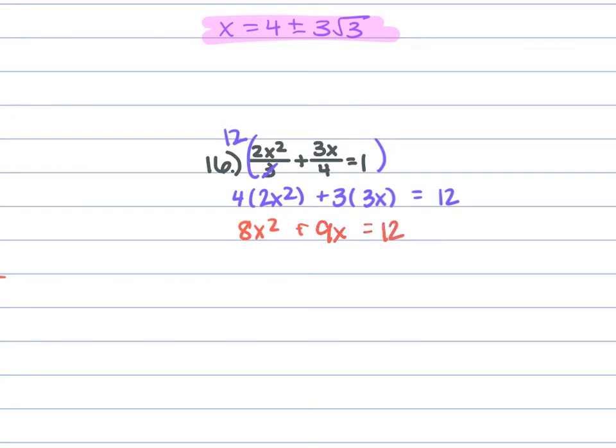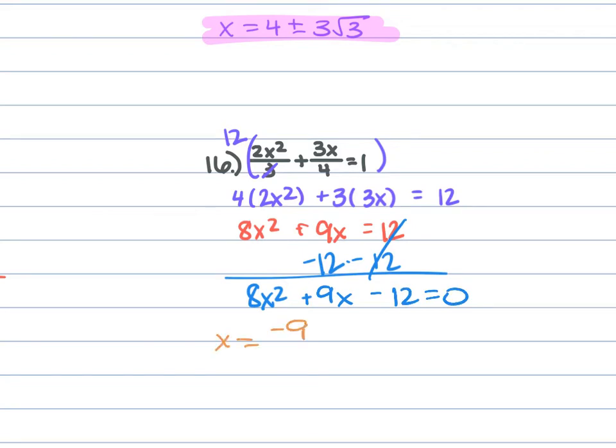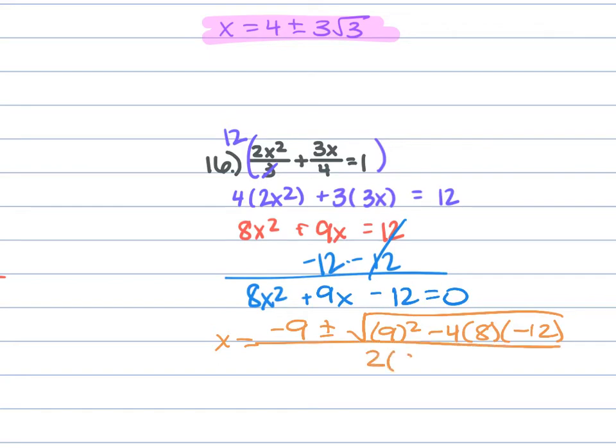I'm going to move that 12 over by subtracting it from each side. So 8x squared plus 9x minus 12 is equal to 0. Alright, so from here I'm going to have x is equal to a negative 9 plus or minus the square root of 9 squared minus 4 times 8 times negative 12 all over 2 times 8.